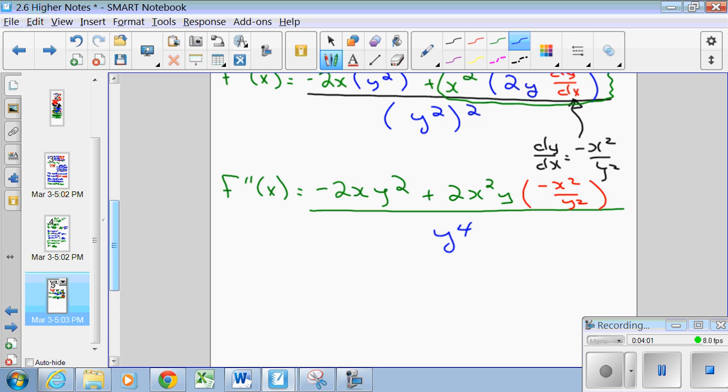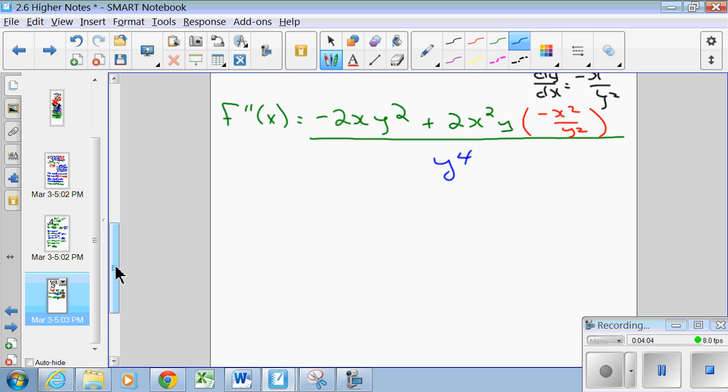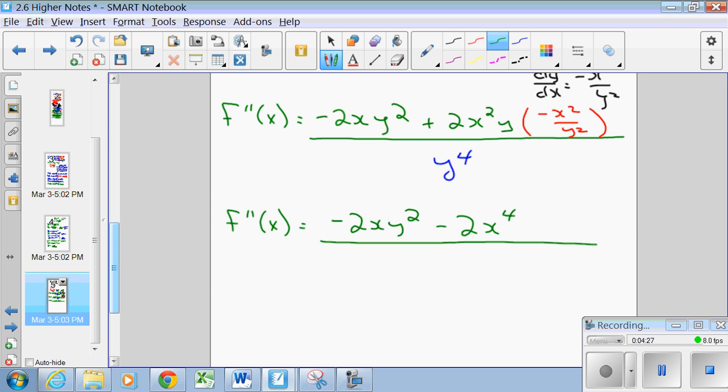So let's just do a bunch of good math now and clean up what we have in the top of our fraction. Negative 2xy squared. If I multiply the green and the red together, I got x squared times x squared, a positive times a negative. I have negative 2x to the fourth. And if I have y divided by y squared, just to keep things without fractions inside, let's go y to the negative 1. And the bottom is going to be y to the fourth.